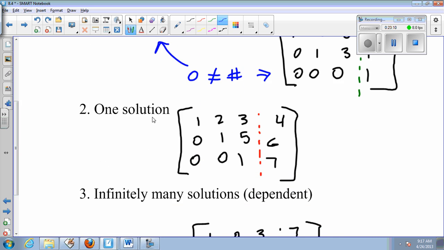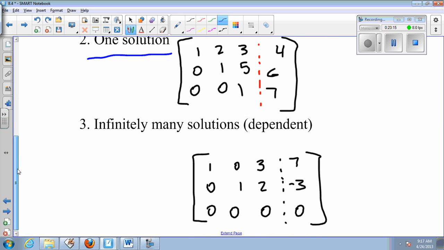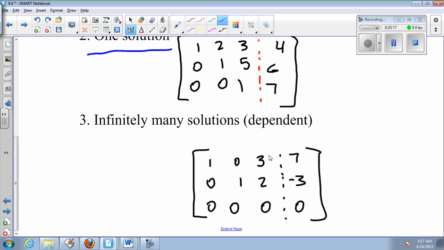We could have one solution, which is what we've seen so far. And you could have infinitely many solutions when you have a complete row of zeros on the left and right side of the augmented matrix, because 0 does in fact equal 0. So therefore it is infinitely many solutions.